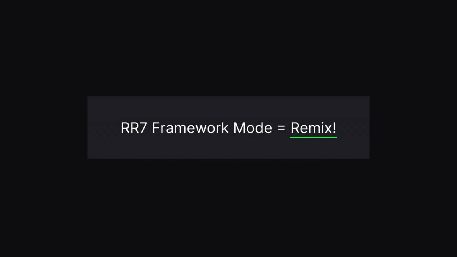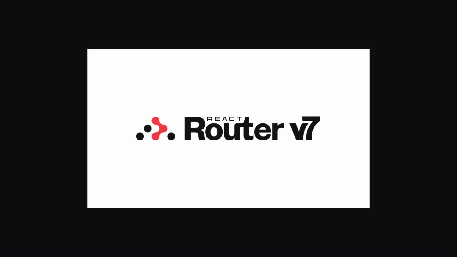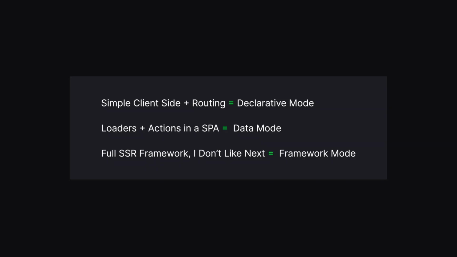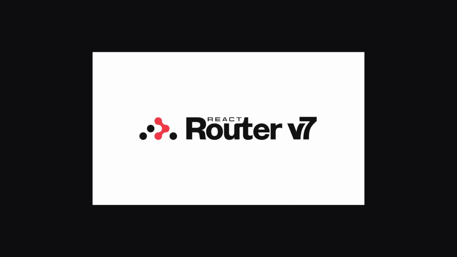Well, there's a lot of information here, so how do we know which mode of React Router 7 to use? I'll keep it simple. If you want just a client-side app with simple routing, use the declarative mode. If you like the loader and action concepts of Remix and an SPA and don't want to use React Query, use the data mode. If you want a complete SSR React framework but don't want to use Next.js, then use the framework mode.